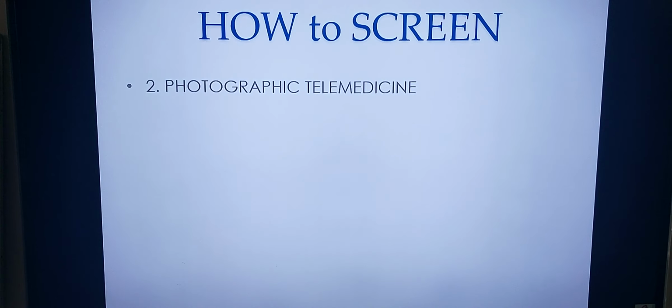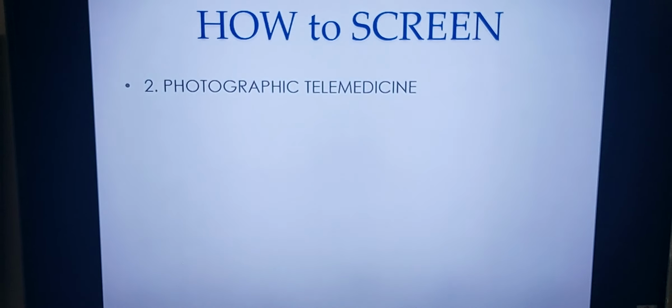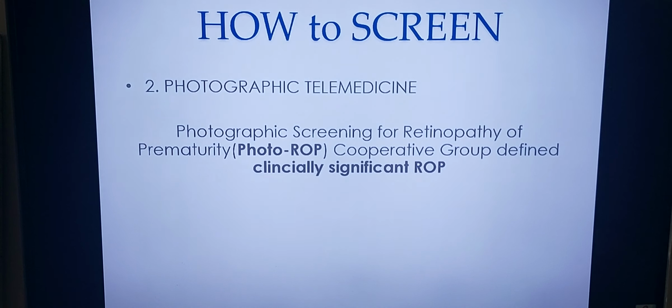Moving on, there are more advanced techniques to screen for ROP as well. For example, one of them is photographic telemedicine. You take a photograph, which is very useful in the peripheries, and it is being used in parts of India as well as other areas, where you only need an optometrist to take the photographs.